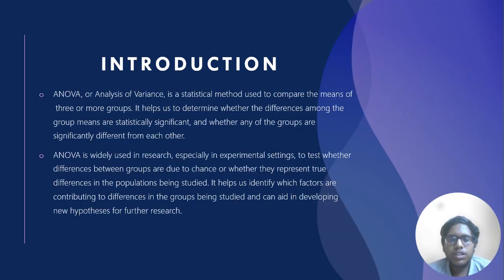Introduction. ANOVA, or analysis of variance, is a statistical method used to compare the means of three or more groups. It helps us to determine whether the differences among the group means are statistically significant and whether any of the groups are significantly different from each other. ANOVA is widely used in research, especially in experimental settings, to test whether differences between groups are due to chance or whether they represent true differences in the populations being studied. It helps us identify which factors are contributing to differences in the groups being studied and can aid in developing new hypotheses for further research.